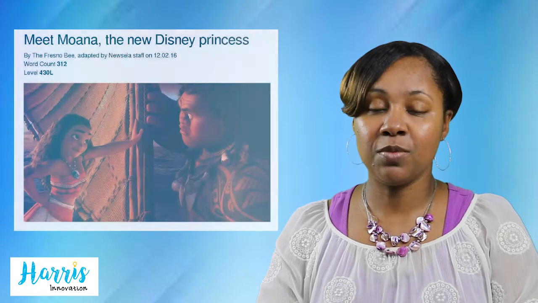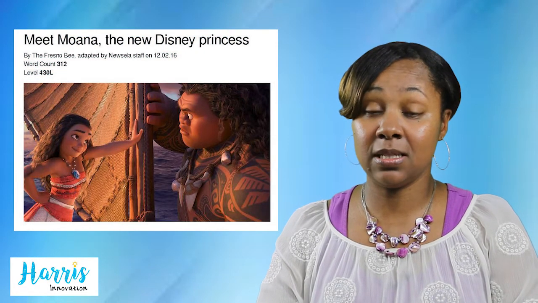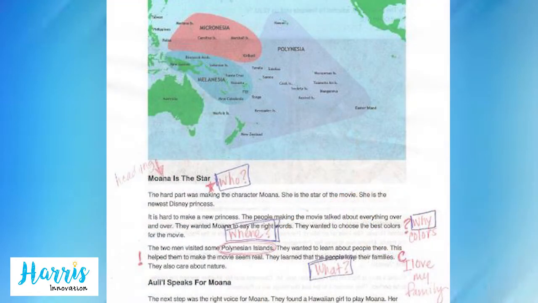So the article we're going to use is entitled Meet Moana, the New Disney Princess. We're not going to use the beginning portion. However, we will chunk the text and use the middle portion of this particular article. As you see here, I've already annotated, but I'll talk you through my reasoning or my thinking behind each of the annotations, and this is what you would be modeling for your students.